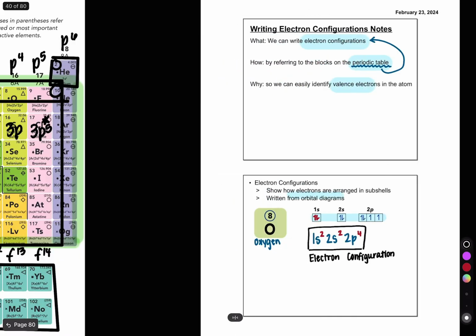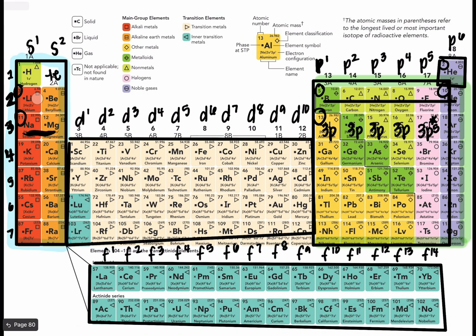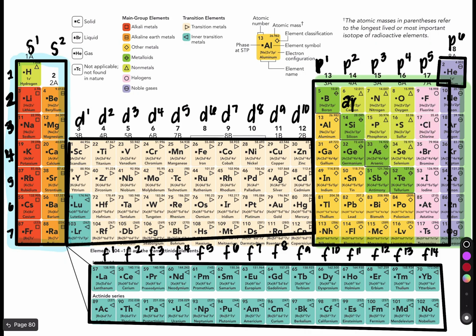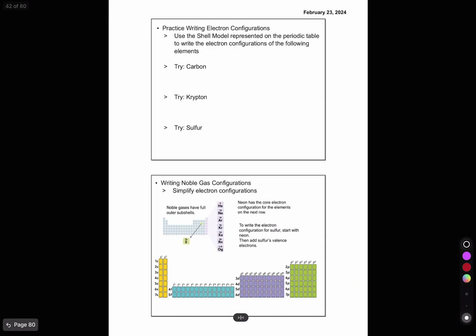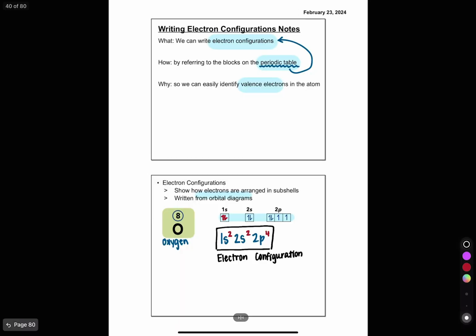Carbon, I'm going to erase some things here, make it cleaner. Oops, erase a little bit too much. Carbon is in the 2p2 spot. So that means that carbon filled the 1s block with 2 electrons, the 2s block with 2 electrons, and the 2p block with only 2 electrons. Let's move on to krypton.